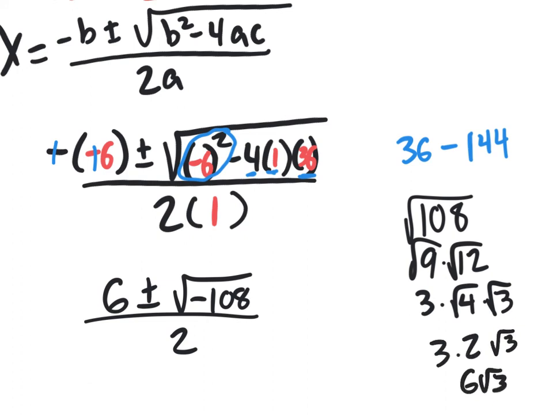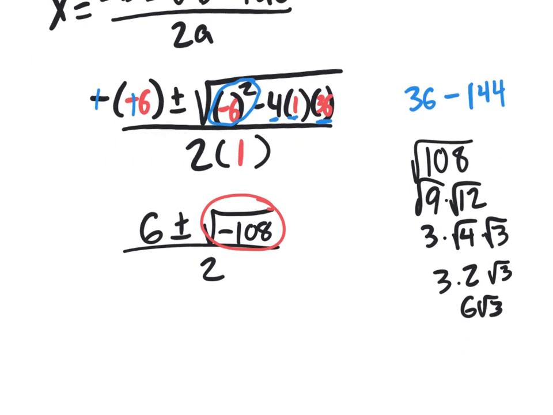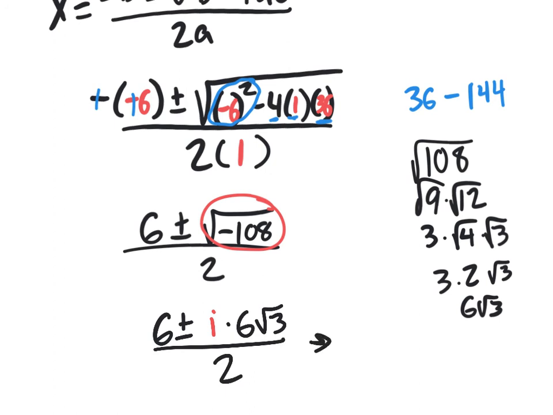So I am going to replace the square root of 108. First of all, I'm going to put the i on the outside. So I have 6 plus or minus, we have an i on the outside, and then we also have times 6 square root of 3, all divided by 2. So I'm actually going to multiply i times 6 and write it as 6i. So I have 6 plus or minus 6i square root of 3, all divided by 2.